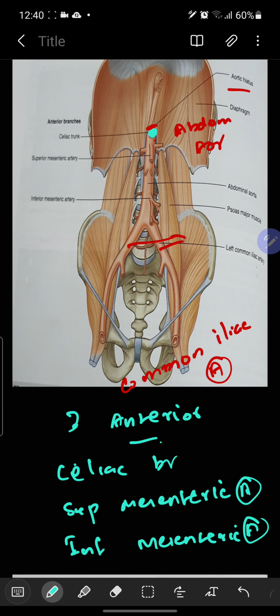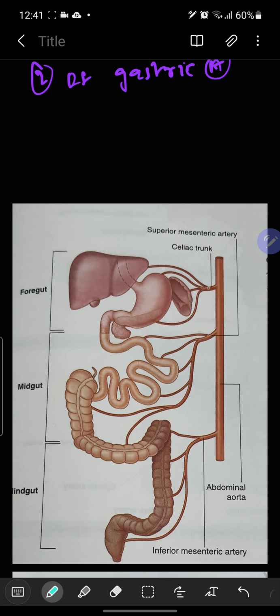Here you can see this is the celiac trunk. This is the superior mesenteric artery and this one is inferior mesenteric artery. So here you can see this is the celiac trunk which is supplying the foregut region, entire foregut region, which include all these structures up to here. Then the superior mesenteric artery which is supplying the midgut region, which is up to the right 2/3 of transverse colon. Under that you are having inferior mesenteric artery which is supplying the hindgut region from the left 1/3 of transverse colon.